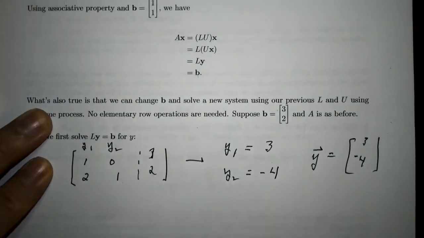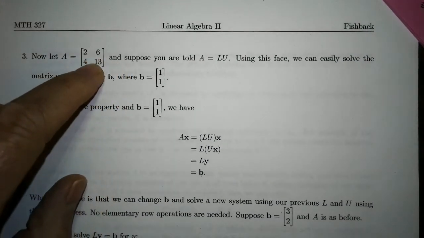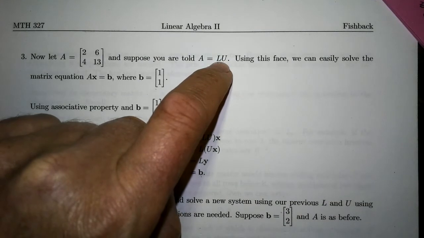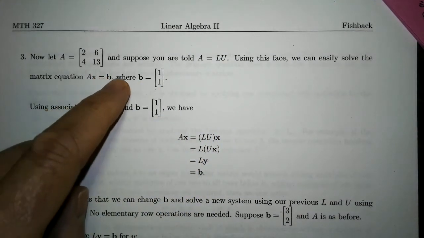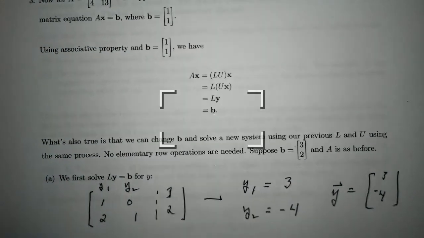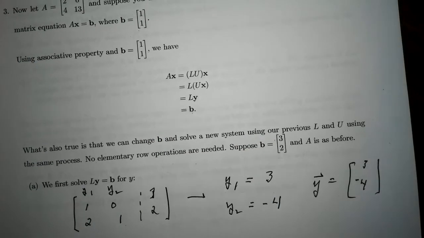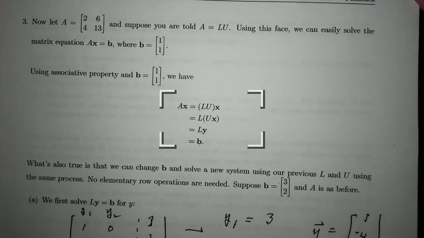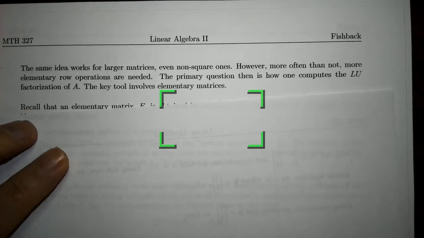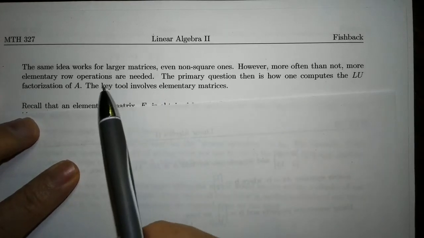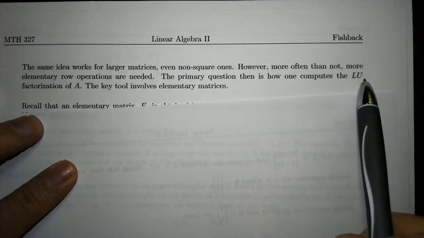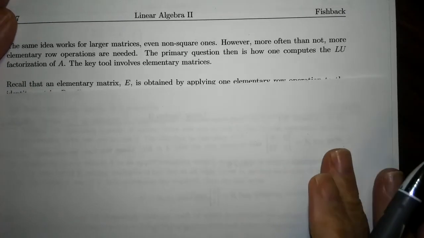So the idea is that if we can somehow take a matrix A and factor it as the product of an upper triangular U and a lower unit triangular L, once we have that factorization, we could solve Ax equals b using many different choices of b in simple forwards and backwards substitution. And the same idea would actually hold for larger matrices. However, if we have larger matrices, more elementary row operations are typically going to be needed. The primary question then is, how do we compute the LU factorization of a square matrix A?